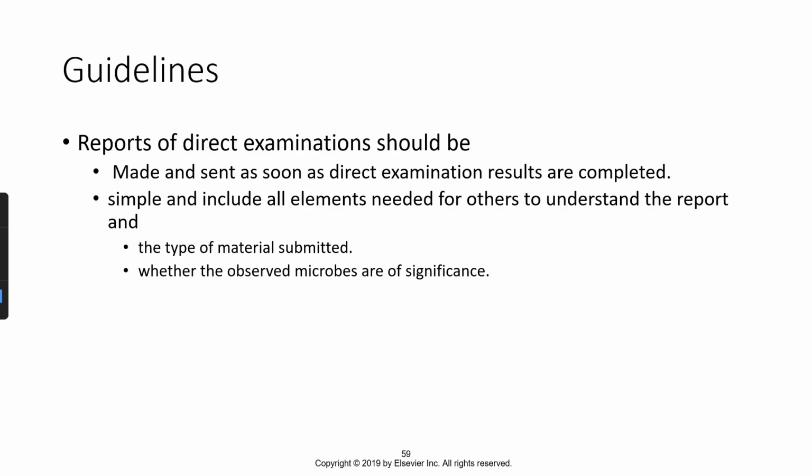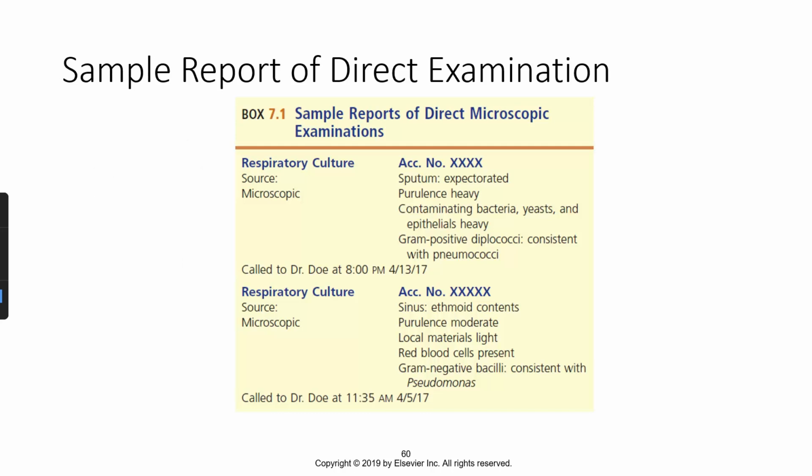Reports of direct examination should be made and sent out as soon as direct examination results are complete. Keep them simple and include all elements needed for others to understand the report. So here you can see sample reports of direct microscopic examinations. The source: sputum, expectorated. Microscopic: you can see heavy purulence, contaminating bacteria, yeast, and epithelial cells is heavy. And then you note gram-positive diplococci consistent with pneumococci. These sometimes are presented as drop-downs. So those are the options for you to be able to enter into the computer. You wouldn't necessarily write out all these words. You'd be selecting from drop-downs and sending up preliminary reports to the doctor.